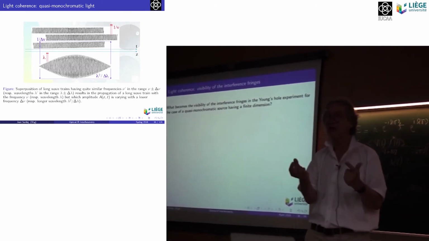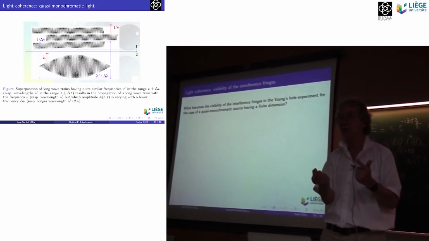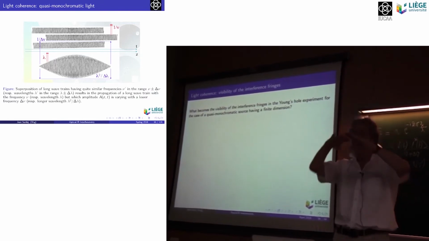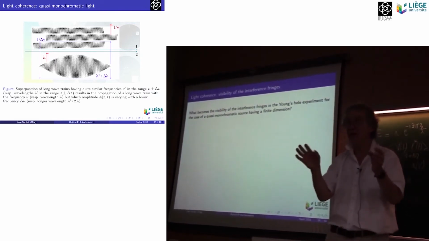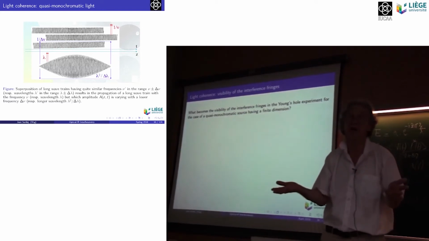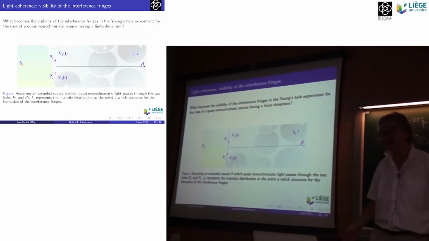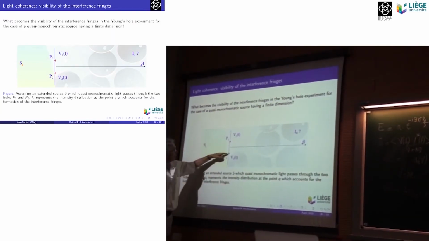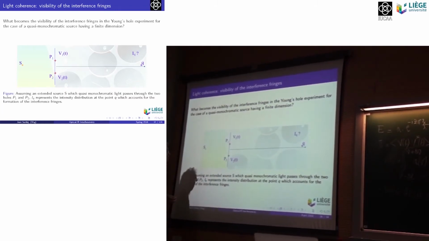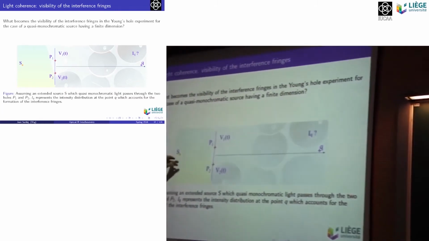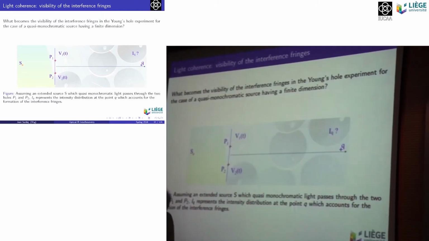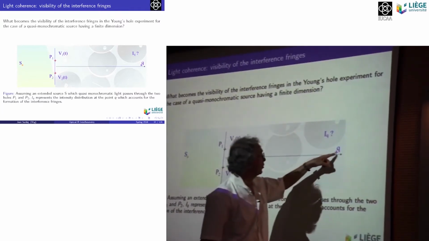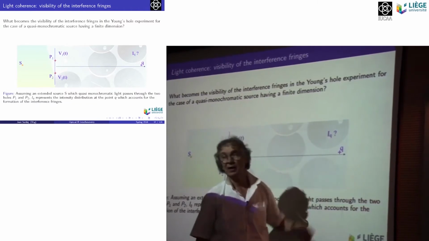Then the source is not point-like, it is of finite dimension, and later the holes in the Young screen are not point-like but have a finite dimension, just like apertures of a telescope. Okay, so to do that, I still consider the Young screen here, still with 2 point-like holes, P1, P2, and a source of light with a finite dimension, emitting quasi-monochromatic light. And what I'm wondering is, given a point Q in the screen of the observer, what is the resulting intensity?